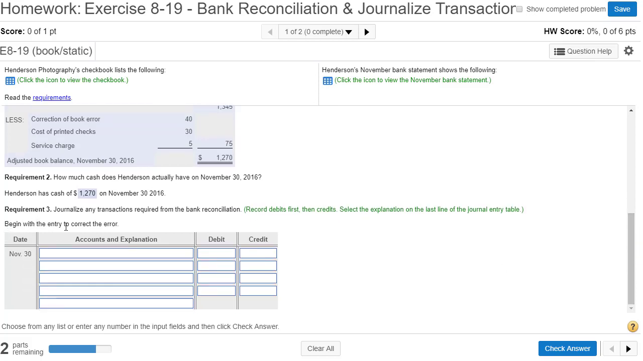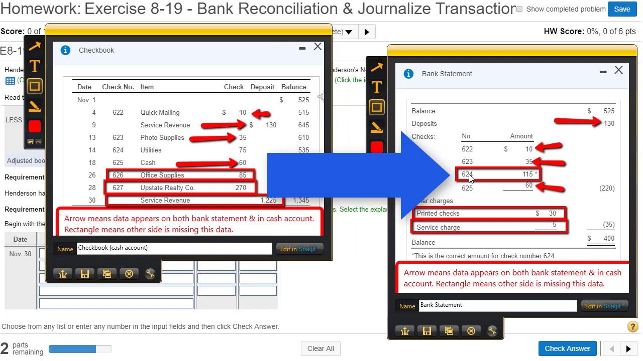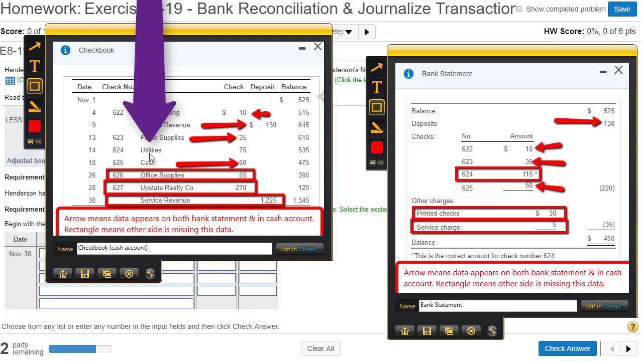And it says begin with the entry to correct the error. So this correction of book error is $40. So just to refresh your memory, check 624 was for $115. This is correct, but we entered it as only 75 in our books. So we subtracted 75 already, so we have to subtract $40 more to get the total subtraction to be 115. And what was it for? Utilities, according to this right here.